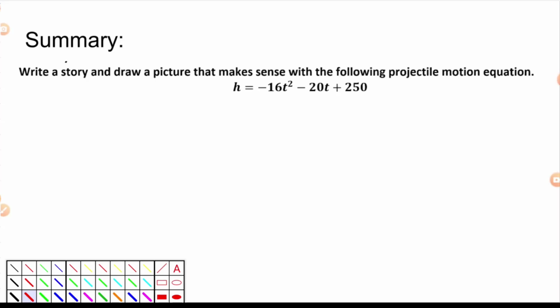All right, for the summary for this lesson, I need you to write a story and draw a picture that makes sense with the following projectile motion equation. So we have an equation there. I want you to write a story that makes sense. There's something a little tricky in this one, so you can figure it out, and then write me a little story, about 3 to 4 sentences, about this one. But I'm not going to do it for you. So again, this one I'm going to want you to do, and if you can upload it with your homework, that would be awesome too. I want to see this answer. I want to see this in your notes. All right, thank you, and hope you enjoyed.